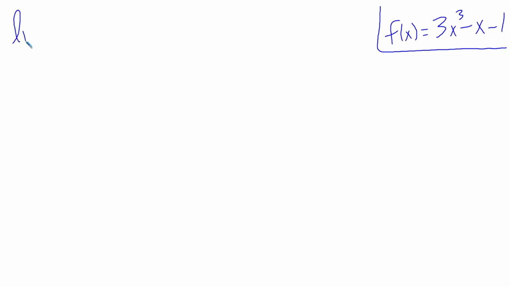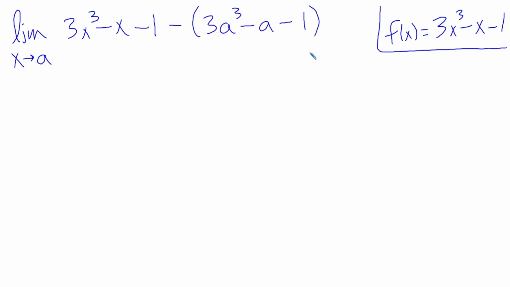So we'll now do this one as a limit as x approaches a. And I'll put my function up here again, just so I've got it. f of x was, I believe, 3x cubed minus x minus 1. So we'll have a limit as x approaches a of f of x minus f of a all over x minus a.